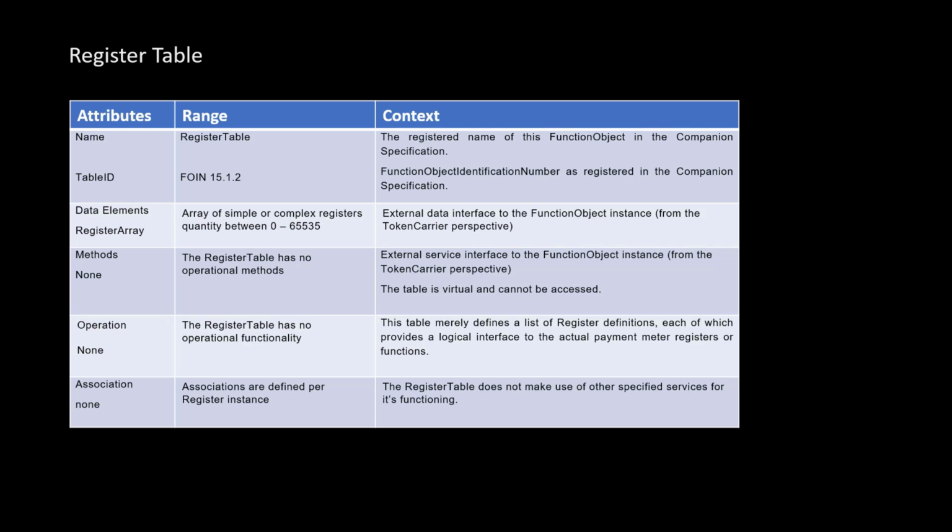The context is the external data interface to the function object from the token carrier perspective. The methods, no methods. Operation, no operation. It's got no operational functionality. And the associations are defined per register instance. The register table does not make use of any other specified services for its functioning, in other words.